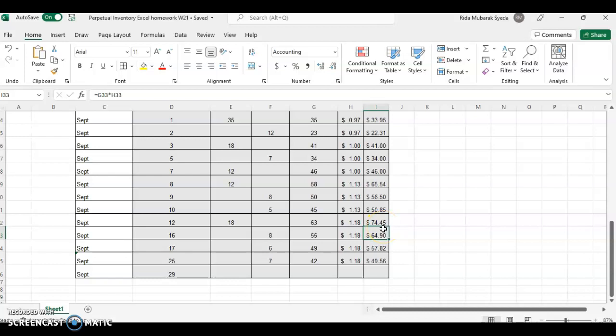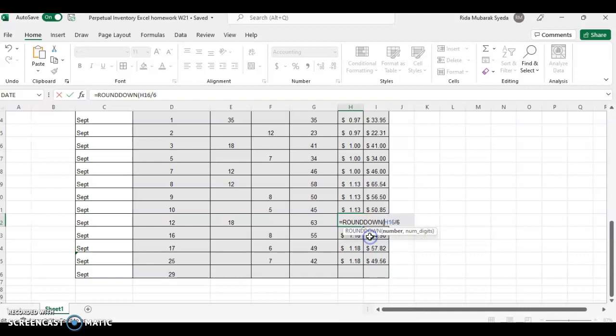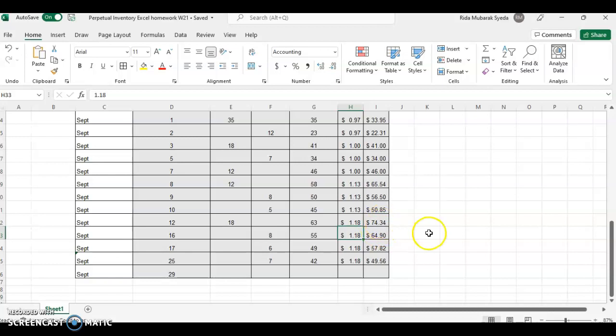I get 74.34 as my total value. So again, it did the same thing and rounded it up more than what we needed, so we'll round it down. We'll use the round down formula again. So let's do round down, and we'll add comma 2, close brackets, enter, and we get 74.34 as our new value, and that's what we had on our paper calculations.